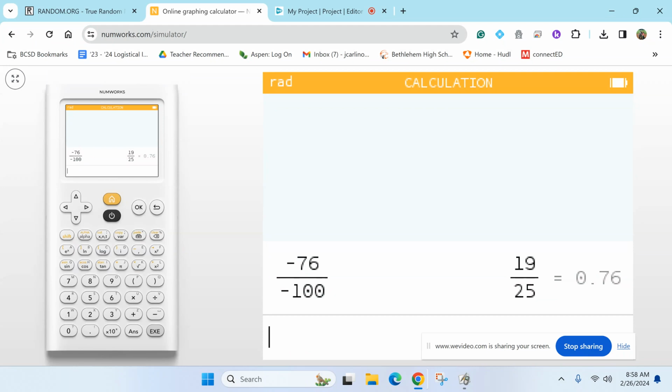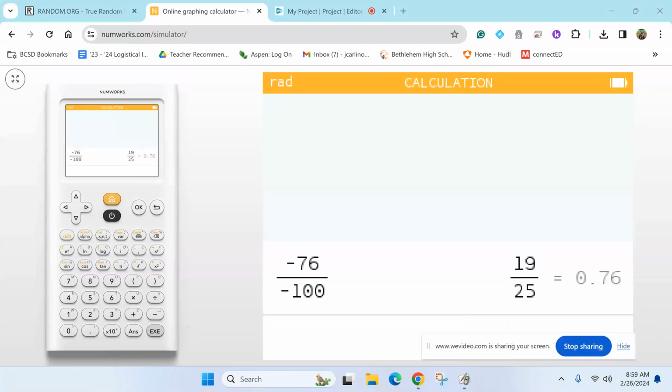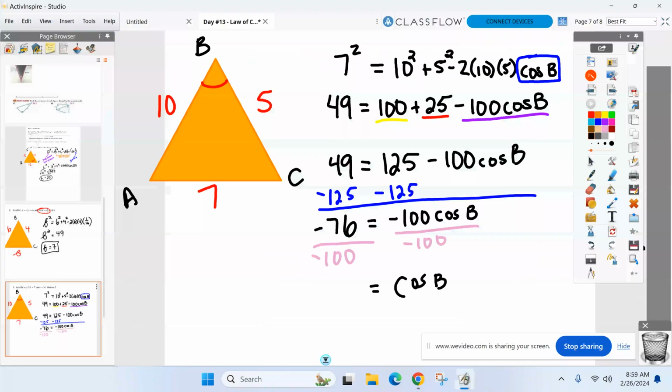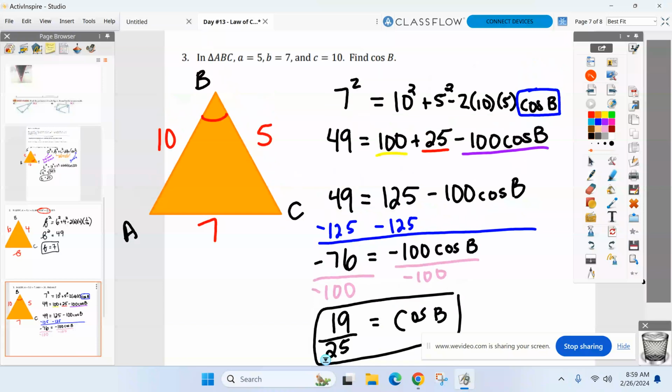Can you put 0.76? You can. I probably prefer a fraction, especially if that decimal is really, really long and you don't want to write it out. So the cosine ratio, 19 over 25. And that's all I'm looking for. What's the cosine ratio? That's all the problem asks. What's the cosine of B? Cosine ratio from B.